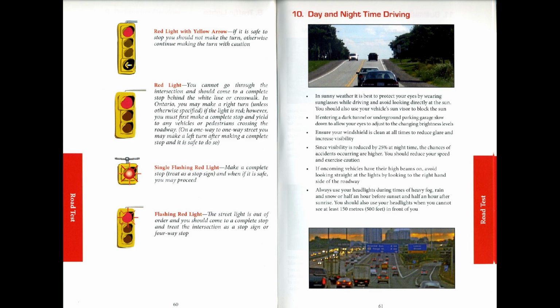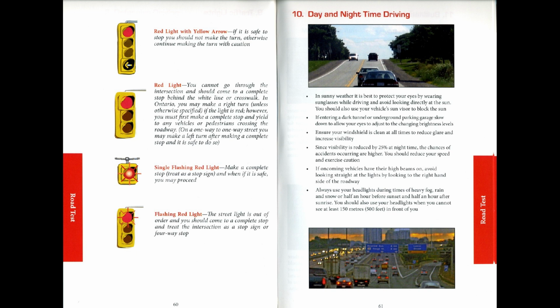In a red light with yellow arrow, if it is safe to stop, you should not make the turn, otherwise, continue making the turn with caution. In a red light, you cannot go through the intersection and should come to a complete stop behind the white line or crosswalk. In Ontario, you may make a right turn, unless otherwise specified, if the light is red. However, you must first make a complete stop and yield to any vehicles or pedestrians crossing the roadway.